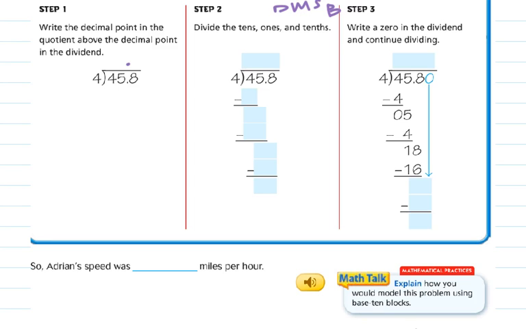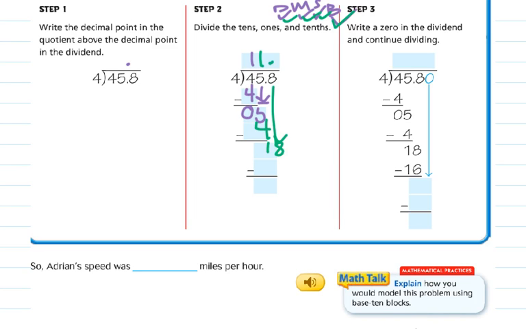So 4 divided by 4 is 1. Multiply. 1 times 4 is 4. Subtract. 4 minus 4 is 0. Regroup, or bring down the 5. And then we begin again. 5 divided by 4 is 1. 1 times 4 is 4. Subtract. 5 minus 4 is 1. Bring down, or regroup. We have 18.